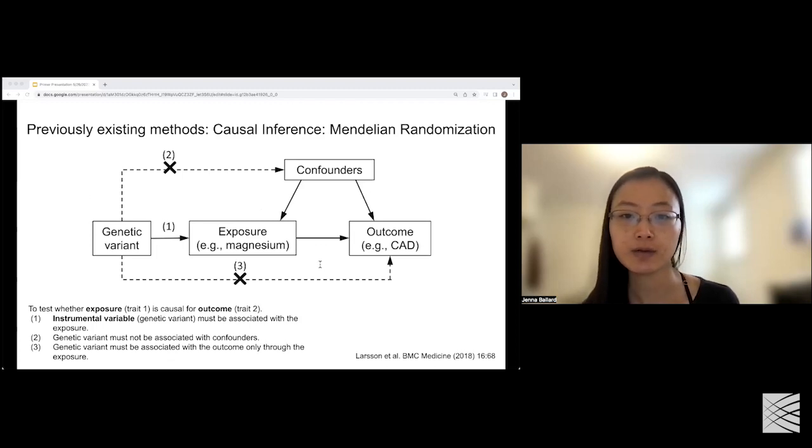Mendelian randomization works by finding a genetic variant, termed the instrumental variable, which is robustly associated with the exposure. This variant must not be associated with confounding factors that might affect both the exposure and the outcome, and the genetic variant must not be associated with the outcome other than through the exposure. If these conditions are satisfied, it may indicate that the exposure is causal for the outcome, or it at least provides evidence that is not inconsistent with a causal relationship.